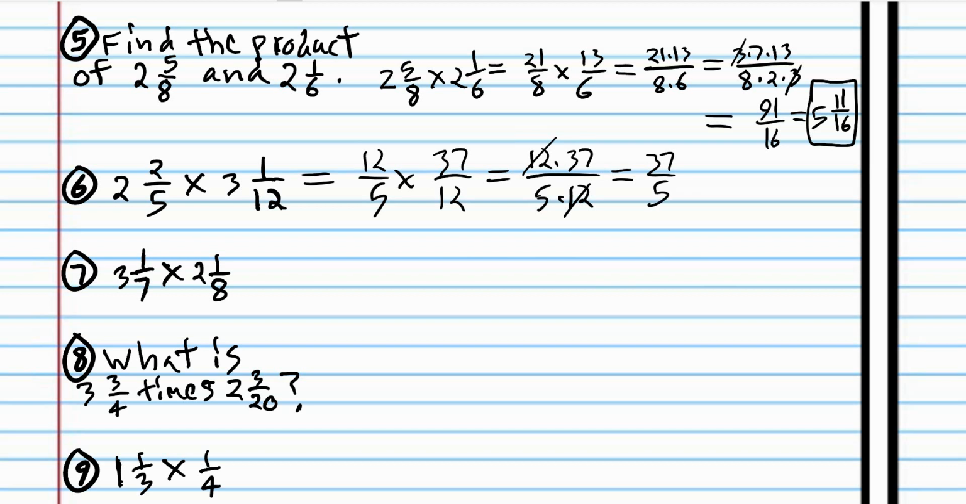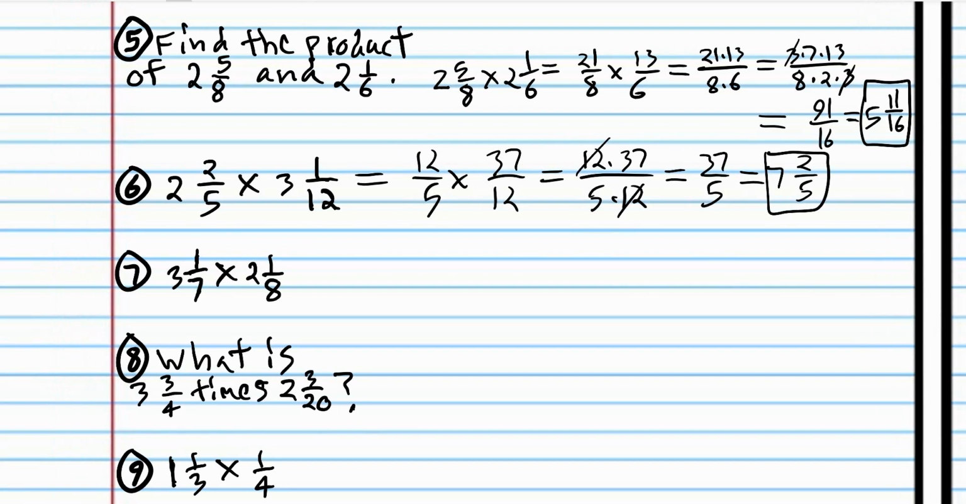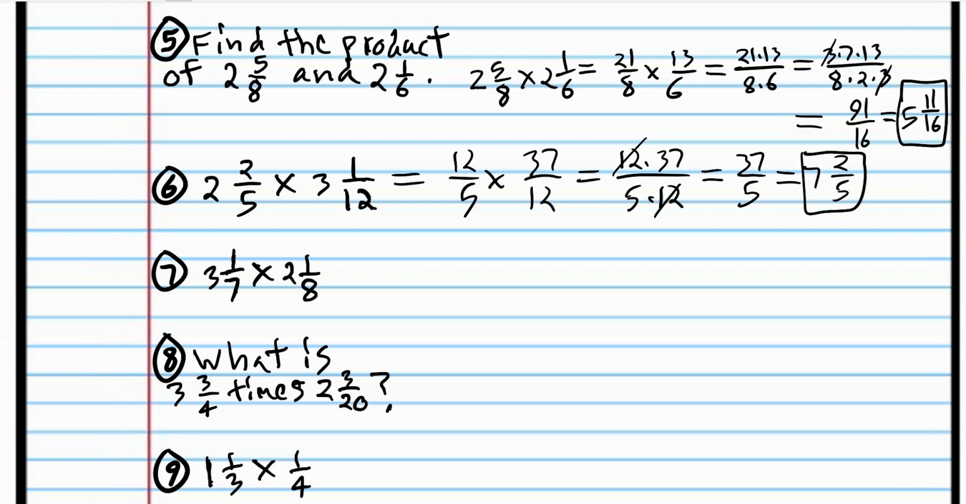But again, we can't leave it as 37 over 5. How many times does 5 go into 37? It goes in 7 times. 5 times 7 is 35. And then 37 minus 35 is 2. And rewrite your denominator. So if you're getting these right, then pat yourself on the back. If you're not getting these right, then don't worry because we're going to do a lot more. All right, so number 7. Go ahead and try number 7, and when you come back, we'll do it together.